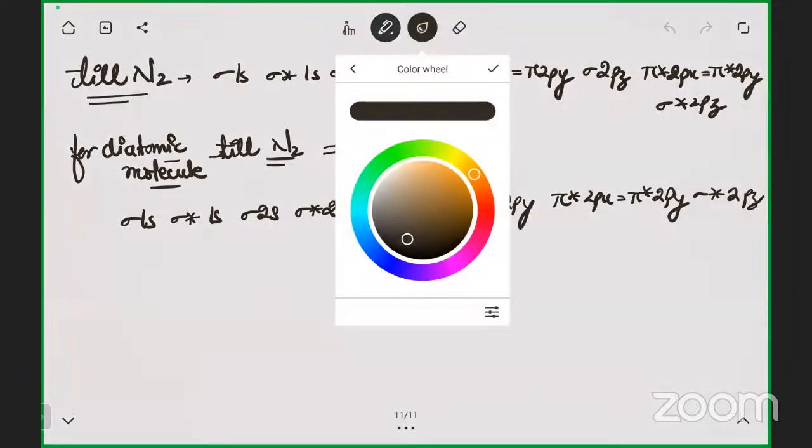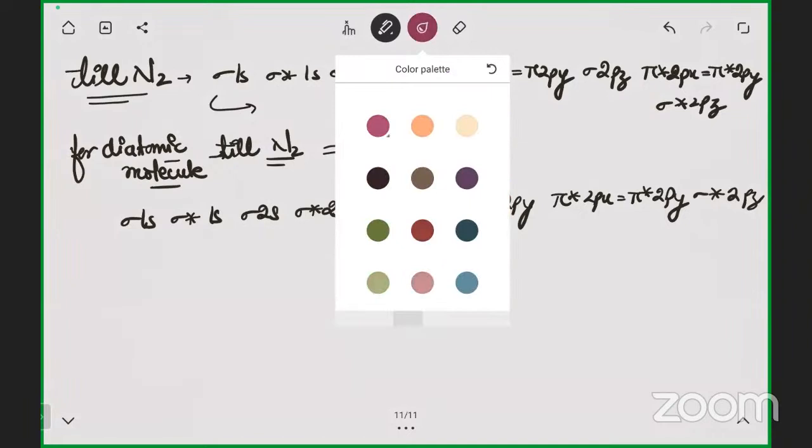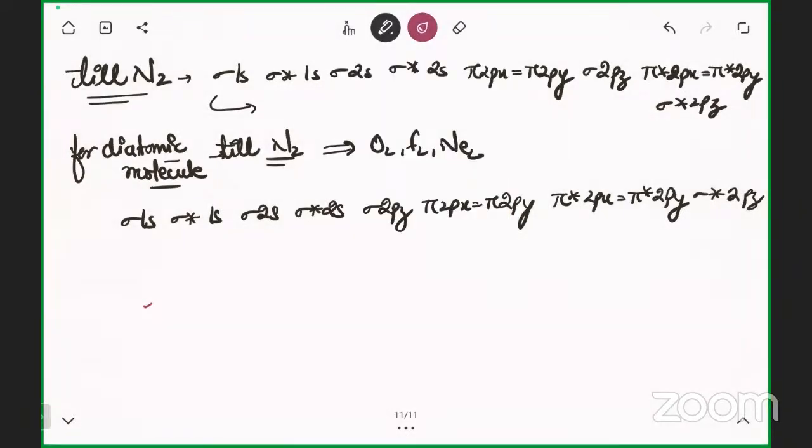For the molecules like Li2, Be2, C2, N2, and B2, we will use this particular configuration. We have discussed it in the last class.